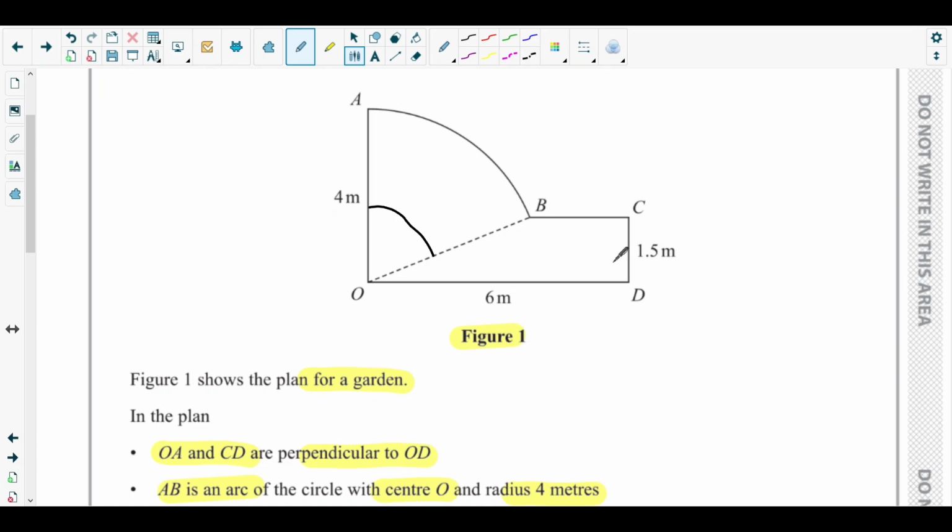We can consider another thing here. We know the length of CD, and we know the length of OB. OB is basically the radius, so it is 4 meters also. Look at this triangle. It has a height of 1.5 meters. Let's call this angle theta. If we can find theta, we know that the angle AOB is basically 90 degrees, perpendicular, so let's find theta at first.